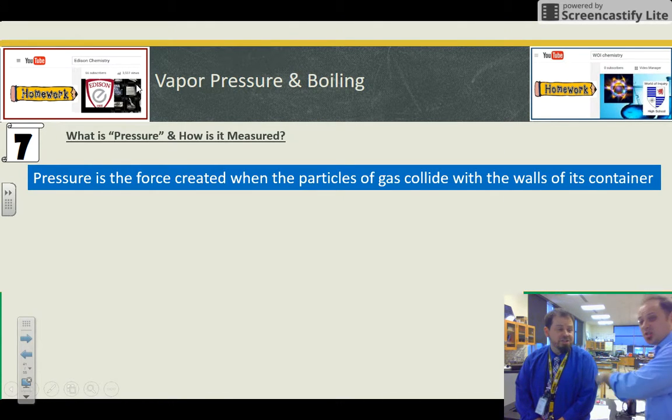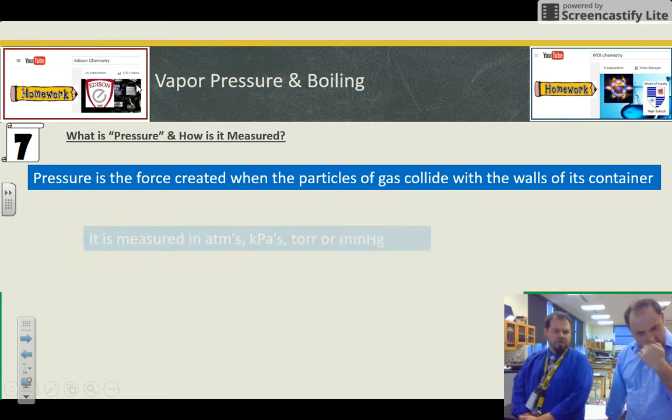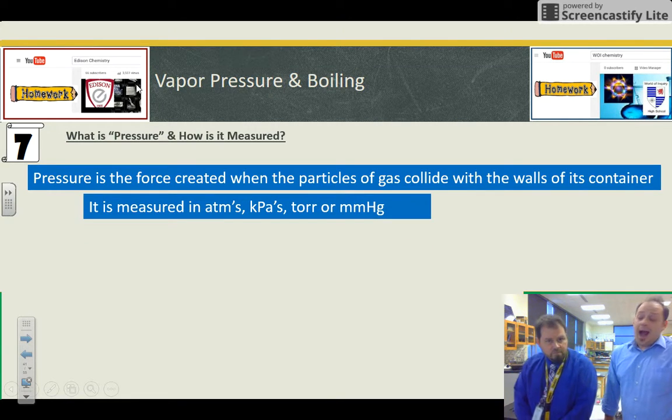So that's what pressure is. We talked about KMT, but that's not collision theory. We haven't talked about collision theory. But that is a collision. So there you go. How do you measure pressure?